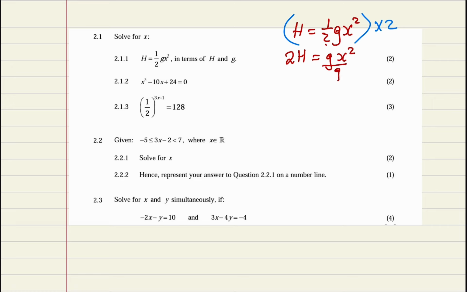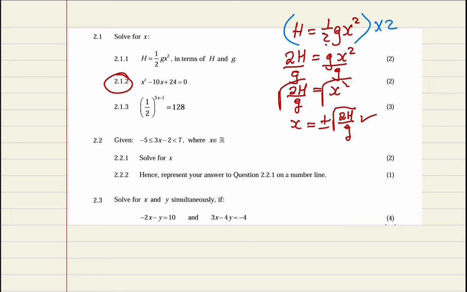Then I divide by g on both sides. Then I will have x squared equals 2h over g. Then I put a square root on both sides. Then x is equal to plus or minus the square root of 2h over g. So that is how we solve for x on that one.